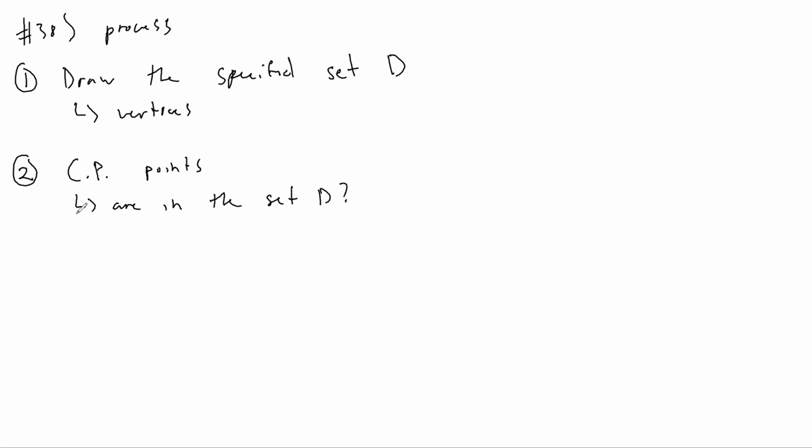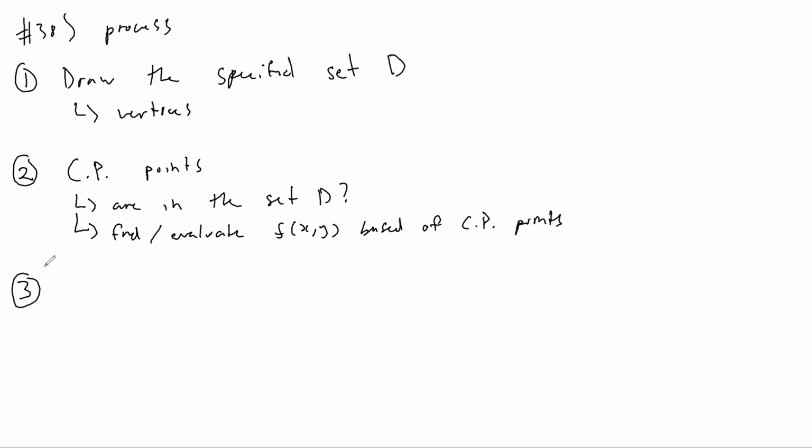And then from that, I can evaluate f(x, y) based off the critical points. The third step relates back to the given set D. What I would do is chunk up the different borders into different segments, so split the borders into different segments.